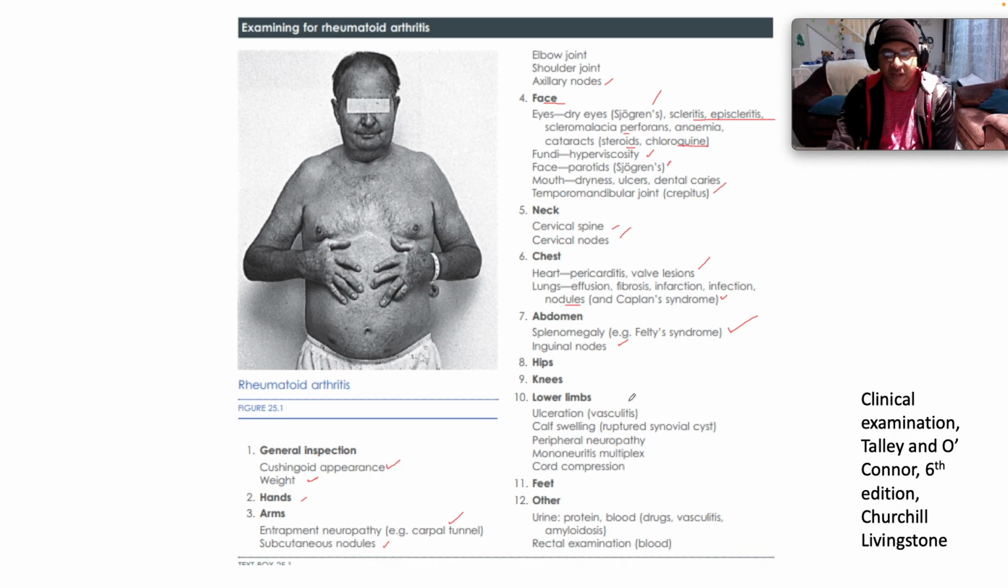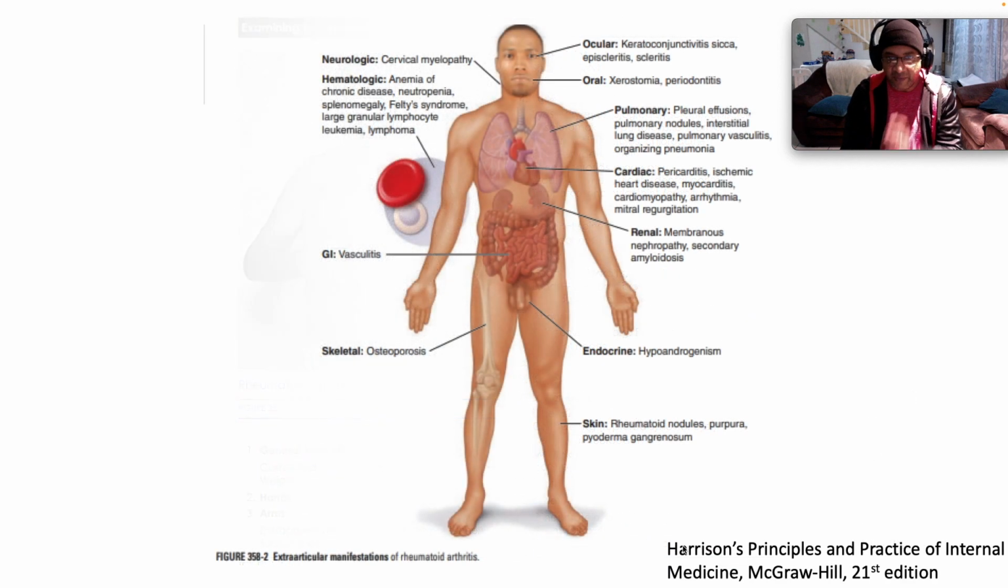Examine the hips, the knees, the lower limbs. You may have ulceration because of vasculitis, calf swelling in the case of ruptured synovial cysts, findings of peripheral neuropathy, mononeuritis multiplex, and cord compression. Examine the feet, and you may also find in the urine proteinuria and blood on the back of drugs, vasculitis, or amyloidosis. Do a rectal exam as well. You may find blood there.